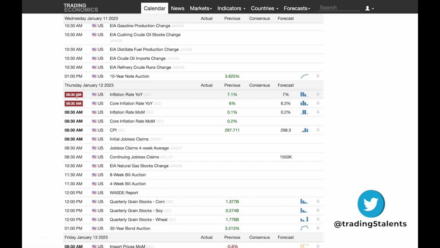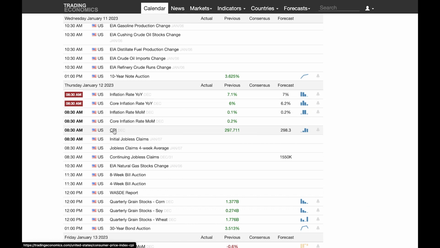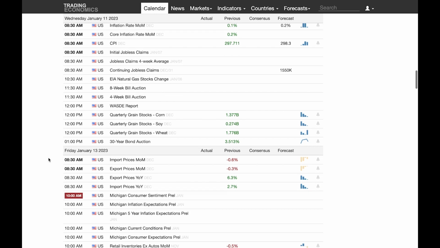This is pre-market, Thursday, January 12th. Here you have CPI. And you're going to see this at 8:30 as well. So you can see all of these are grouped together right here, pre-market. So pre-market, you're going to expect a very strong move. Now, by the time market opens at 9:30 Eastern time, that move could have already been corrected. I'm not sure, but again, that's just something to keep in mind.